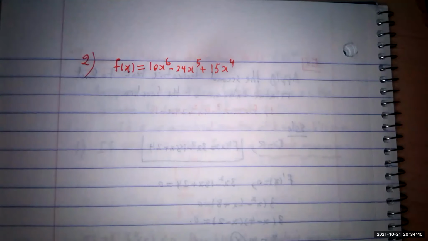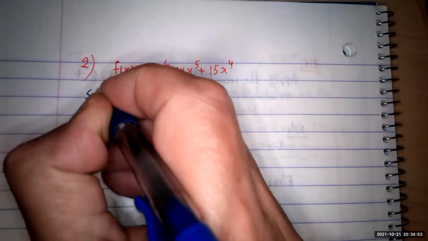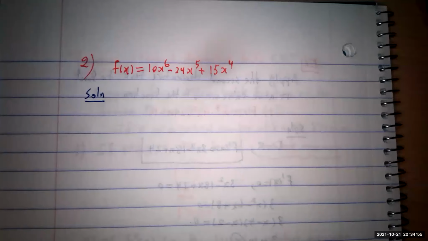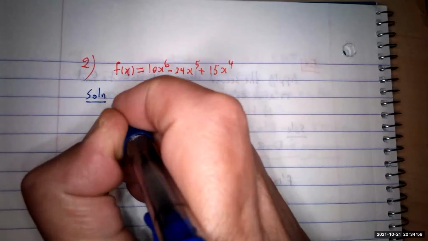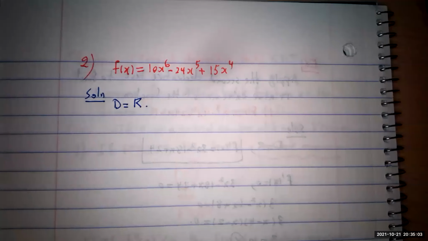This is a function, and you want to again do the same thing. You've been asked to apply the second derivative test to find the maximum and the minimum. So, solution: start with the domain. It's a polynomial, so the domain is all real numbers, R.